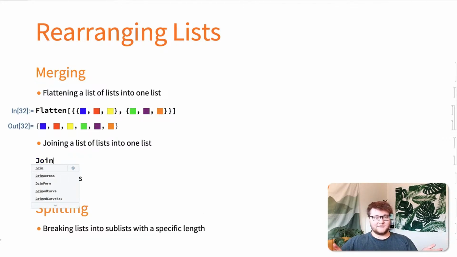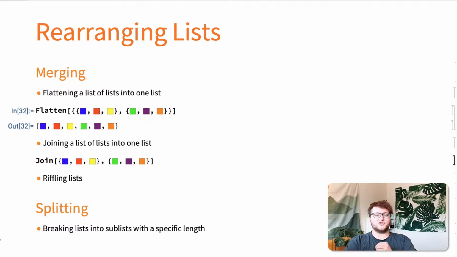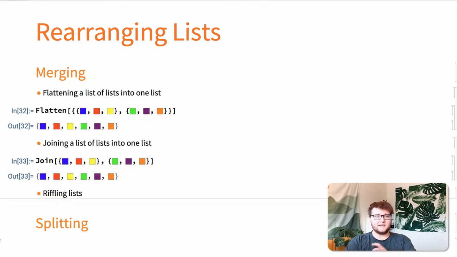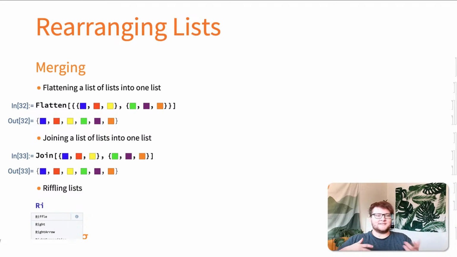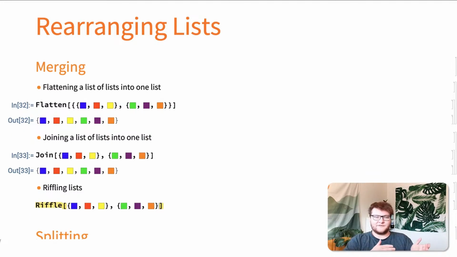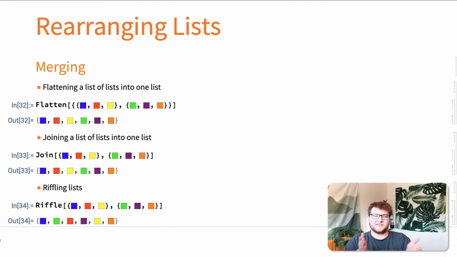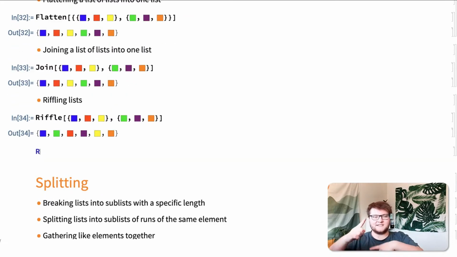So if I give it a list of 2 lists, it gives me back one list. Join does a very similar thing by taking multiple lists and joining them into a single list. There are various reasons why you would use flatten or join in different ways. Riffle takes 2 lists and intersperses them so that you get the first element from the first list and then the first element from the second list and so on.